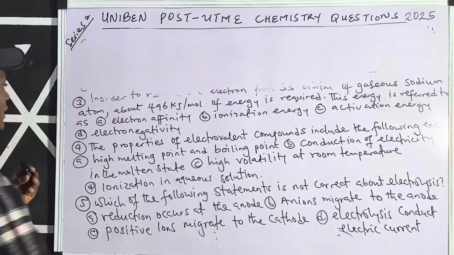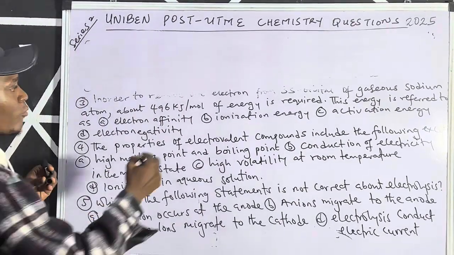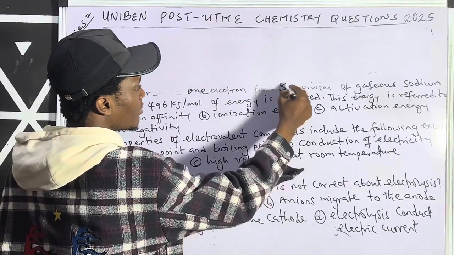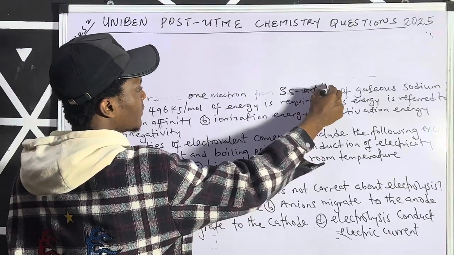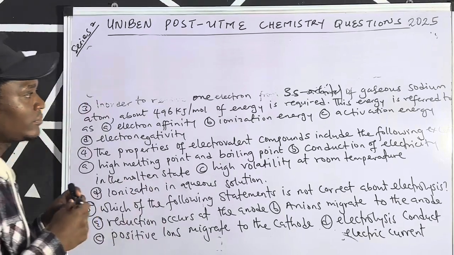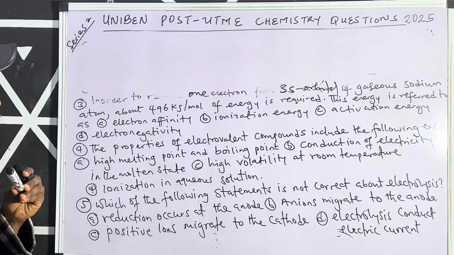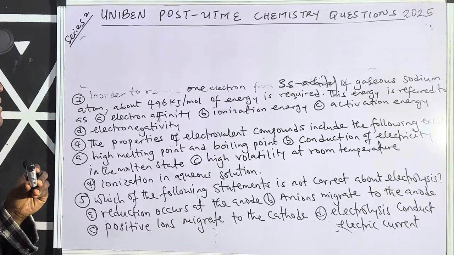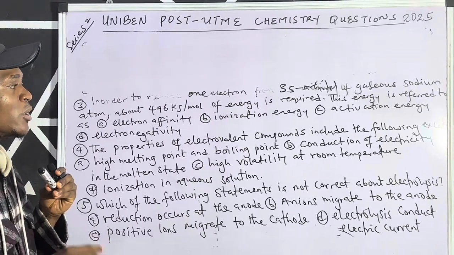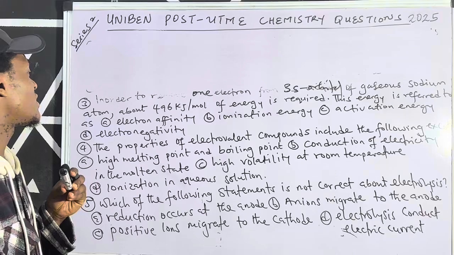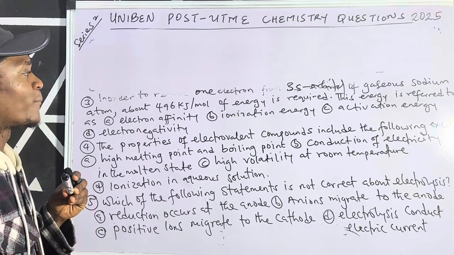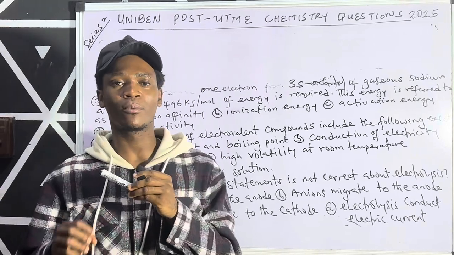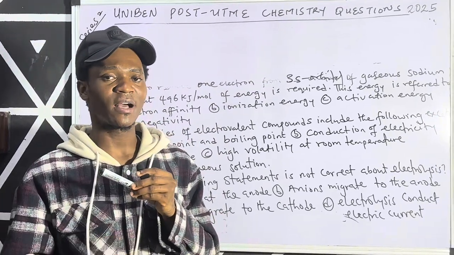Looking at this question 3, in order to remove one electron from 3s orbital, then what's the question? Now, we are told that of gaseous sodium atom, about 496 kilojoule per mole of energy is required. This energy is referred to as, now, what is the energy that is required to remove electrons from a gaseous atom? That's what they are asking us.